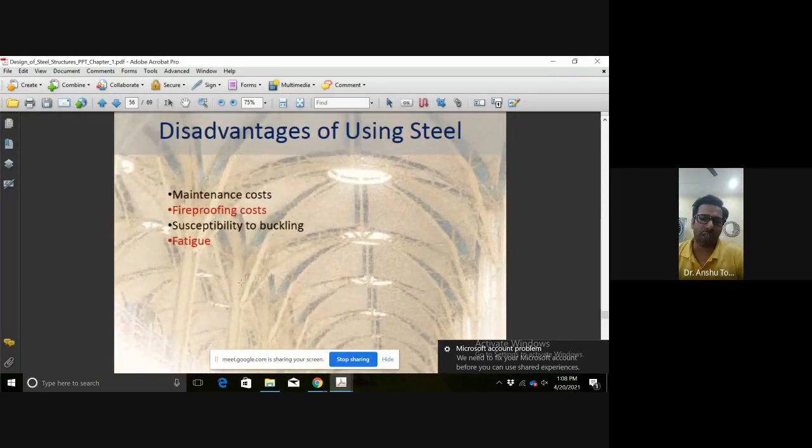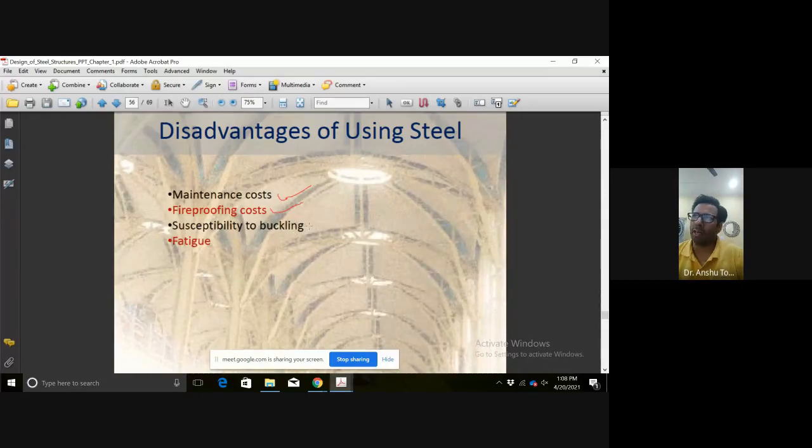Disadvantages of structural steel. This is important. We should know the disadvantages, because till now in India we are not using structural steel to the level it is being used outside India. The main reason is the high cost. Then maintenance cost is again high. Fireproofing cost.